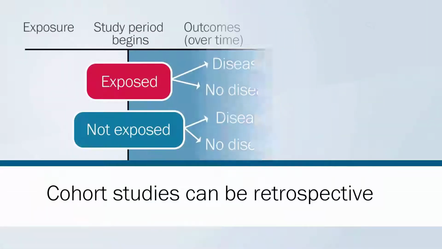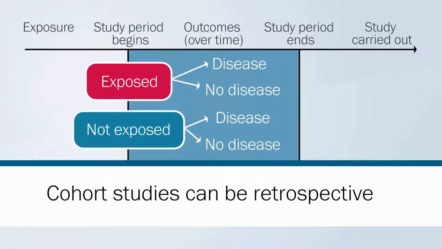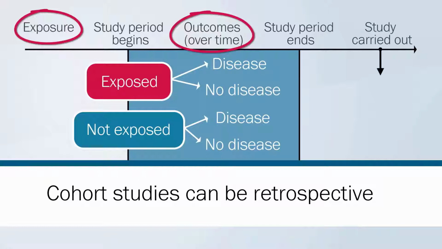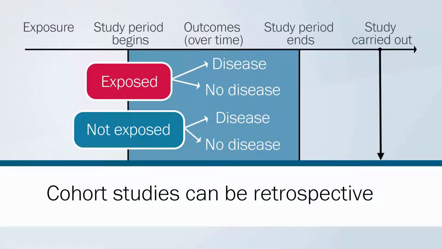Cohort studies can be retrospective, which means that both the exposure and the outcome have already taken place when the study is carried out. For example, incidence of retinopathy of prematurity based on a database or register of low birth weight babies. A retrospective or historical cohort is much quicker and cheaper to carry out than a prospective cohort study.